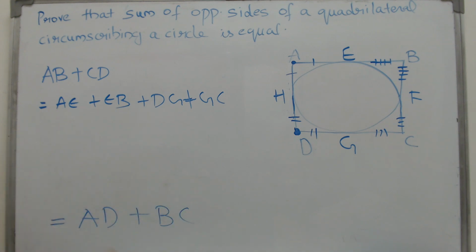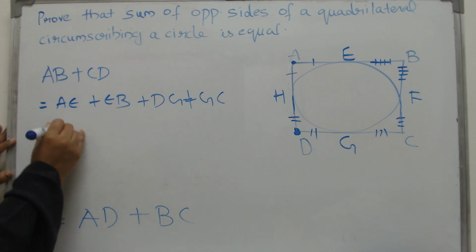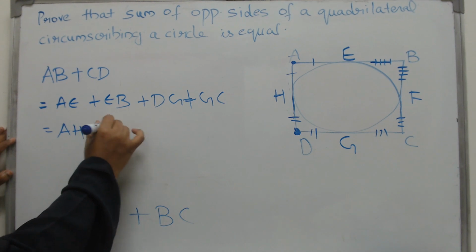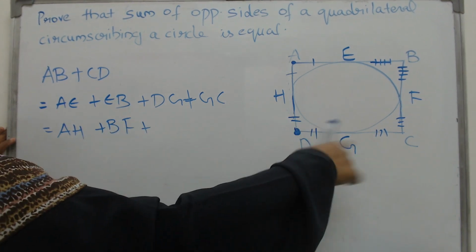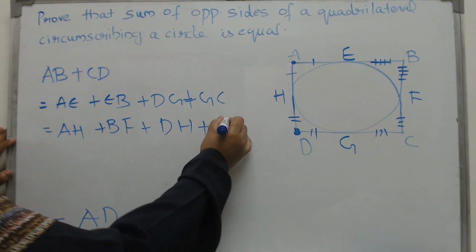Now why don't we substitute them? Instead of AE, why don't we write AH? And instead of EB, we will write BF, and similarly instead of DG, we will write DH. Do you understand where we are going with this?